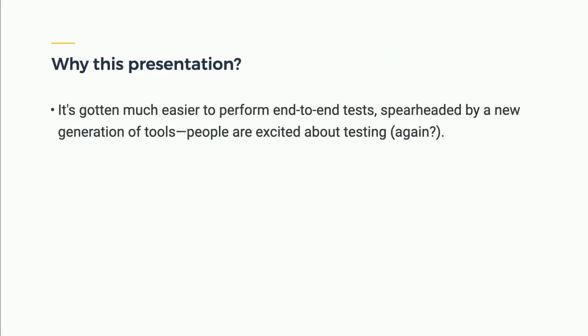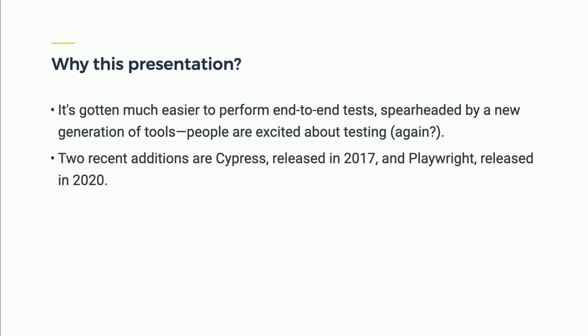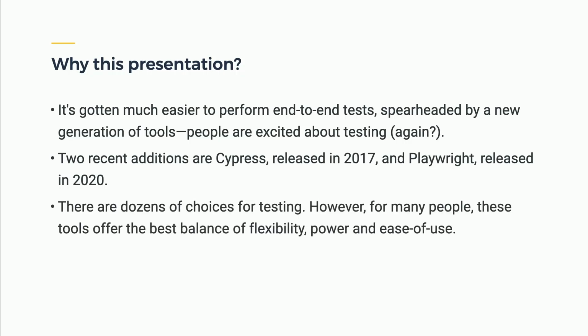So why this presentation? It has gotten much easier to perform end-to-end tests, and that's because there's a new generation of tools on the block. A lot of us grew up with Selenium and Behat and Cucumber and all that sort of thing. This is a whole new world. I think people are getting excited about testing because it is a step change in ease of use to get your testing projects going. It's remarkable. The two most recent additions are Cypress, which was released in 2017, and Playwright, which was released in 2020 by Microsoft.